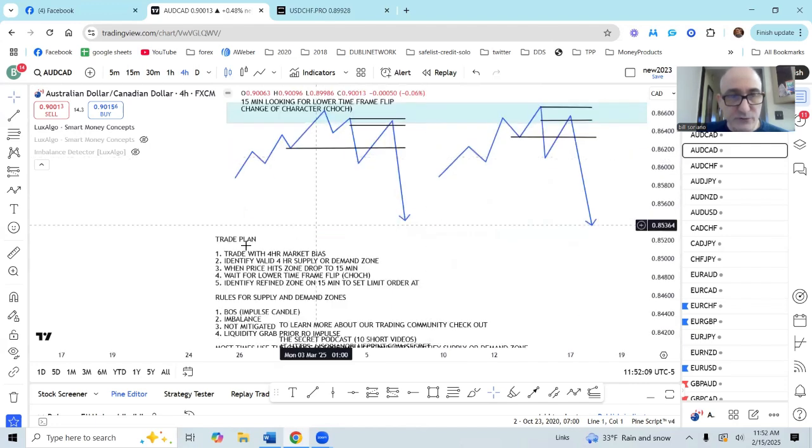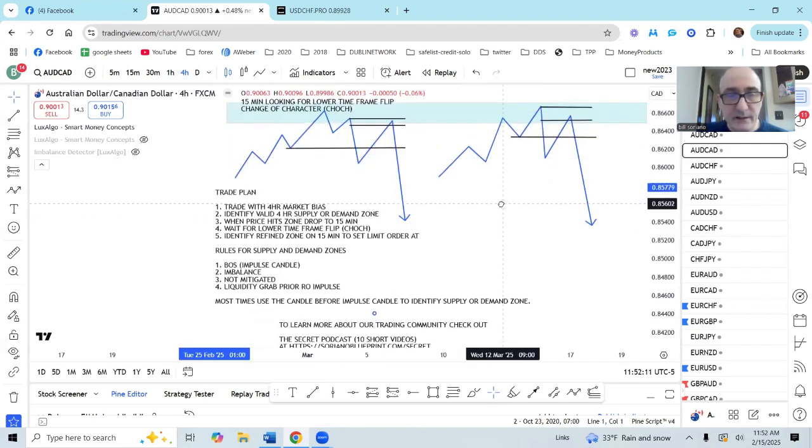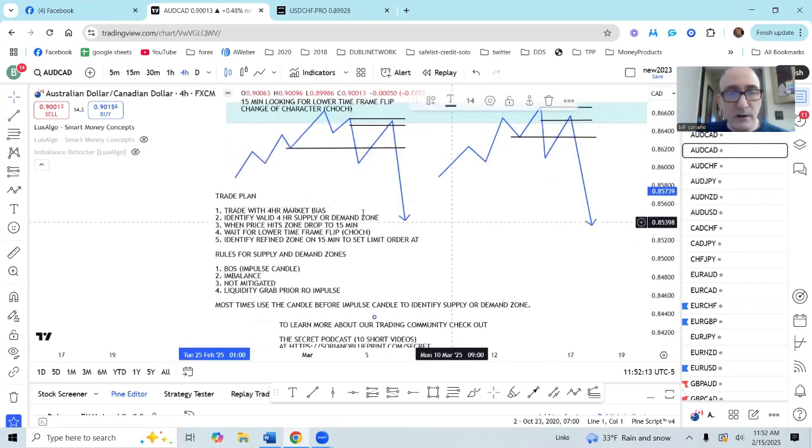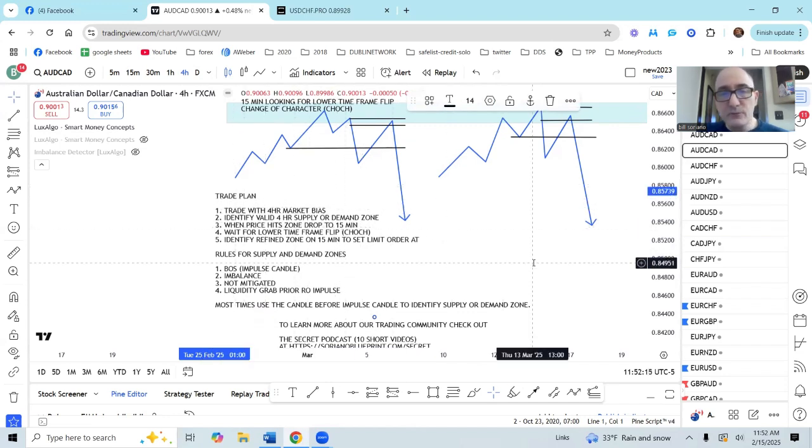Now, here's the trading plan: like I said, trade with the 4-hour market bias, identify valid 4-hour supply or demand zones. When price hits those zones, drop to the 15-minute, wait for the lower time frame flip, change of character, then identify a refined zone on the 15-minute, and that's where you'll set your limit orders, right?